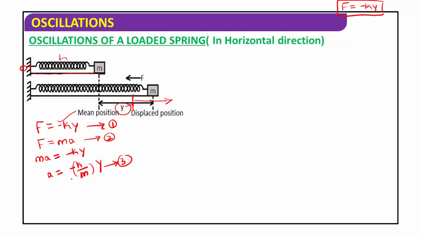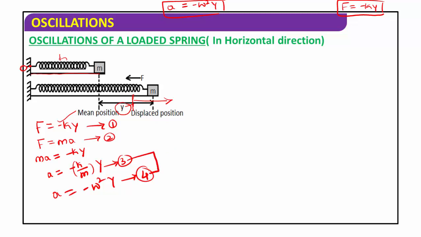But according to the acceleration of simple harmonic motion, a is equal to minus omega square into y. Here, this is oscillation due to the loaded spring in the horizontal direction. It performs simple harmonic motion. Therefore, the acceleration of the particle executing simple harmonic motion is a is equal to minus omega square into y. This is equation number 4.